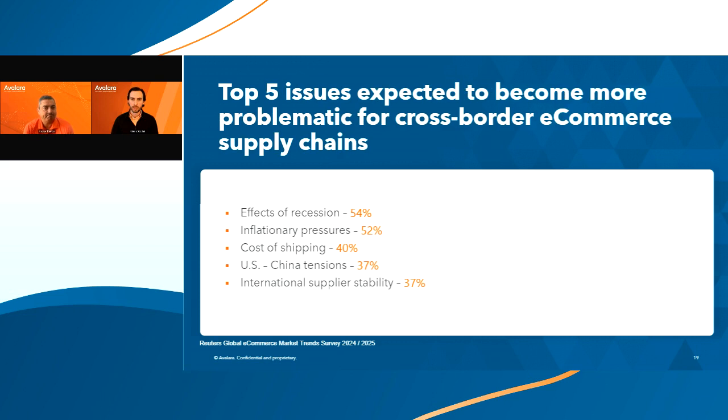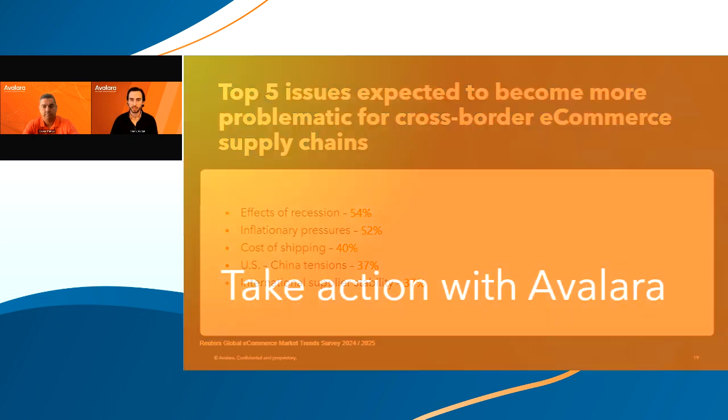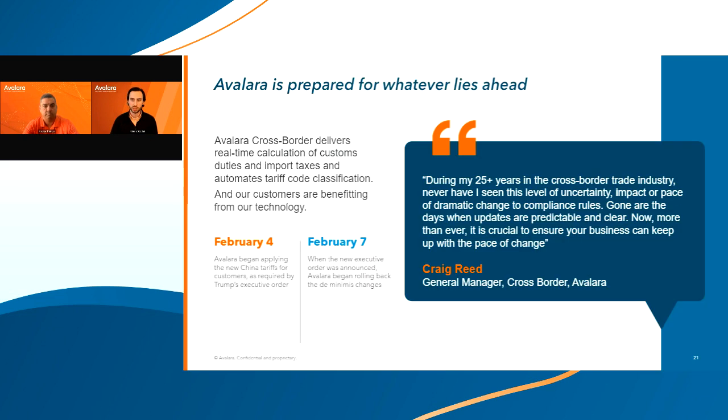We'll go to the next slide. Yep. So we talked about these top 5 issues expected to become of cross-border supply chains, based upon what we just went through on the previous ones. Are these the effects of a recession, inflationary pressures, cost of shipping, U.S.-China tensions, international supplier stability? These are coming from a platform of 200 worldwide retailers that we surveyed on this. But I think we're coming up to it. So George, can you give us a quick overview of how we can help?